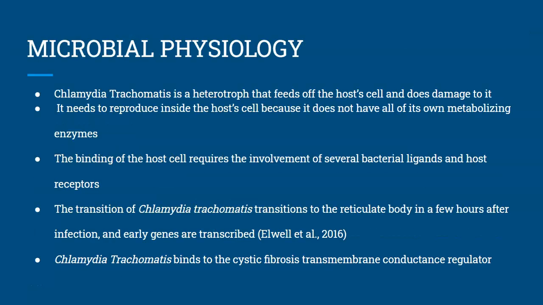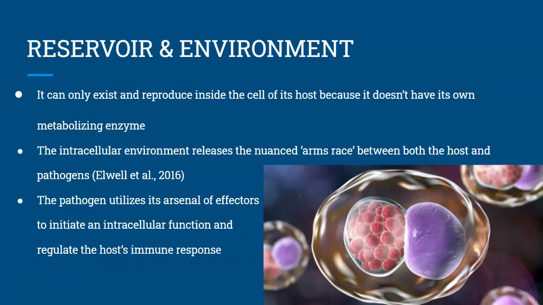Chlamydia trachomatis is also a heterotroph that feeds off the host cell and does damage to it. It needs to reproduce inside the host cell because it does not have any of its own metabolizing enzymes, and it binds to the host cells, requiring the involvement of several bacterial ligands and host receptors. Chlamydia trachomatis transitions to the reticulate body a few hours after infection, and early genes are transcribed in the body. Chlamydia trachomatis binds to the cystic fibrosis transmembrane conductance regulator.